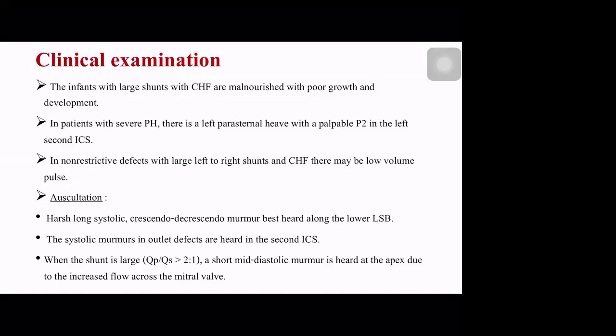On auscultation, what would you find? Number one, a harsh long systolic crescendo-decrescendo murmur, best heard along the lower left sternal border. The systolic murmurs in case of outlet defect are heard best in the second intercostal space. When the shunt is large, that is Qp:Qs ratio more than 2:1, a short mid-diastolic murmur is heard at the apex due to the increased flow across the mitral valve.